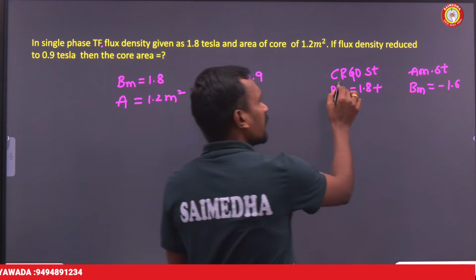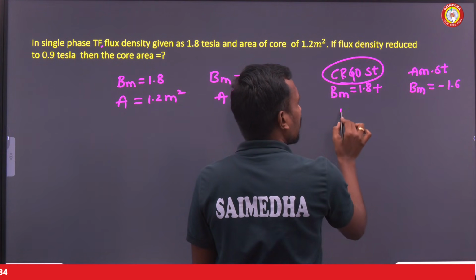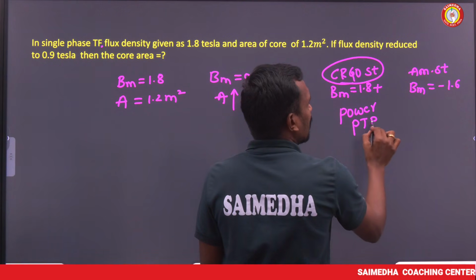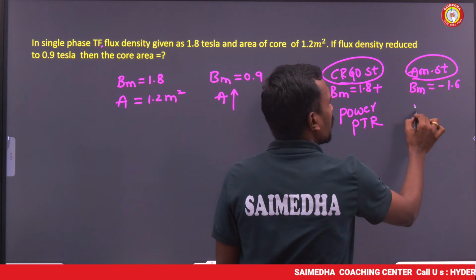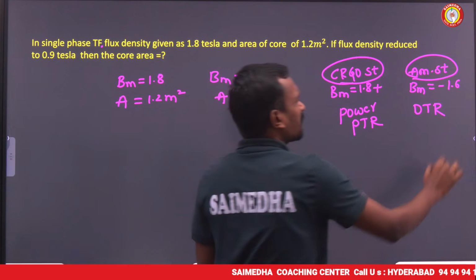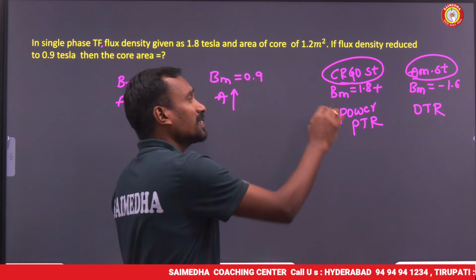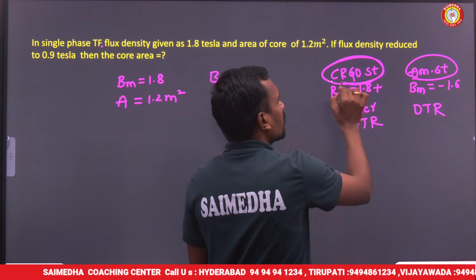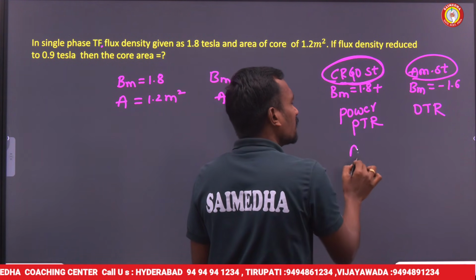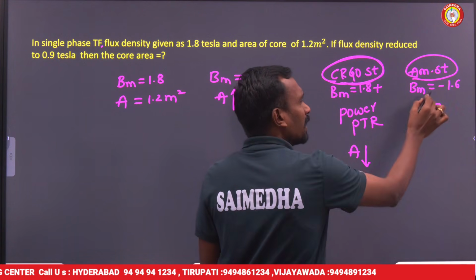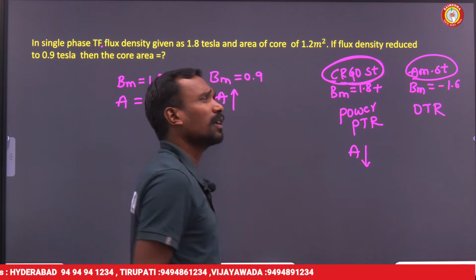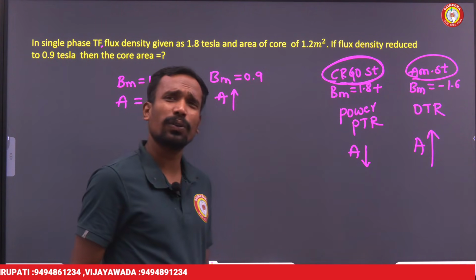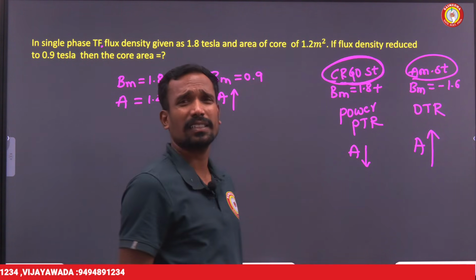Comparing these two, generally CRGO steel is used for power transformers, which are PTRs. Amorphous steel cores are used for distribution transformers, which are DTRs. For the same rating, in power transformers the flux density is very high, that's why the core area is less. In distribution transformers the flux density is less, that's why the core area will be more. This is a concept we already discussed.